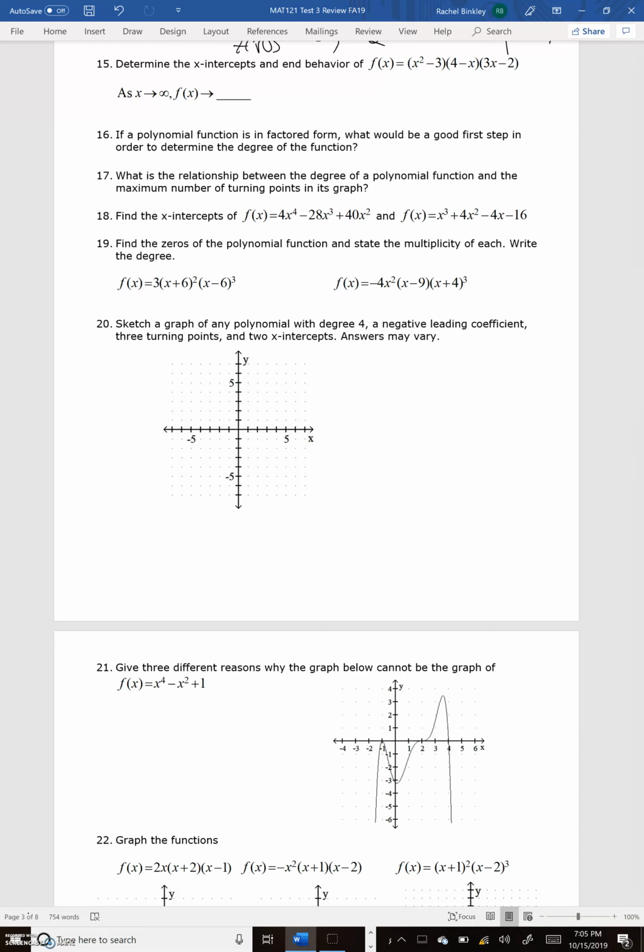Number 19, find the zeros of the polynomial and state the multiplicity of each. Okay, so this has a zero at negative 6, which has a multiplicity of 2 because it's being squared, and then it has another zero at positive 6 with a multiplicity of 3. Here we have a 0 with the multiplicity of 2, a positive 9 with the multiplicity of 1, and a negative 4 with the multiplicity of 3.